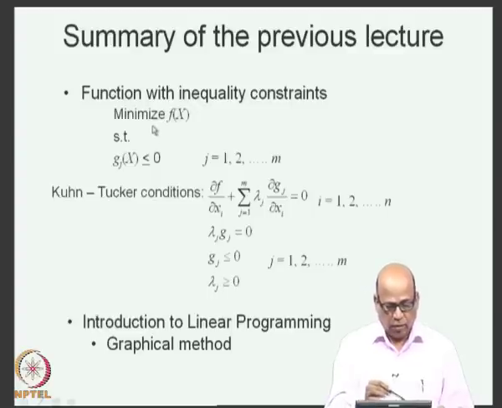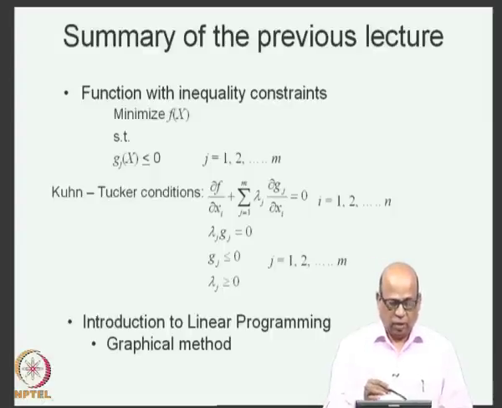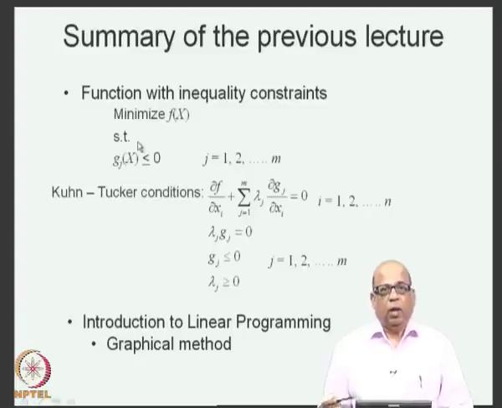And as I have mentioned, depending on maximization or g j of x greater than or equal to 0, the lambda j's sign will change according to which combination we are talking about. And then we also examined through a numerical example how we actually apply the Kuhn-Tucker conditions to obtain the stationary points of an optimization problem.